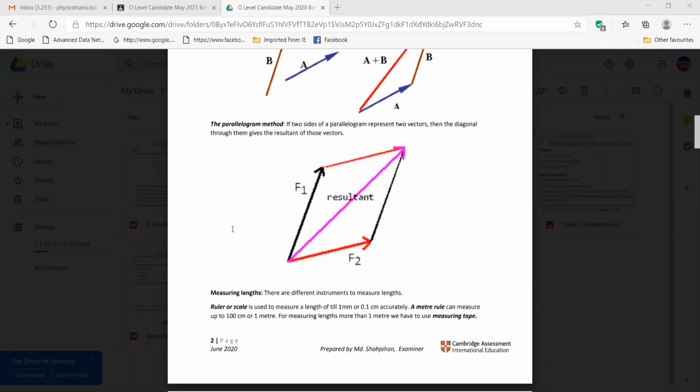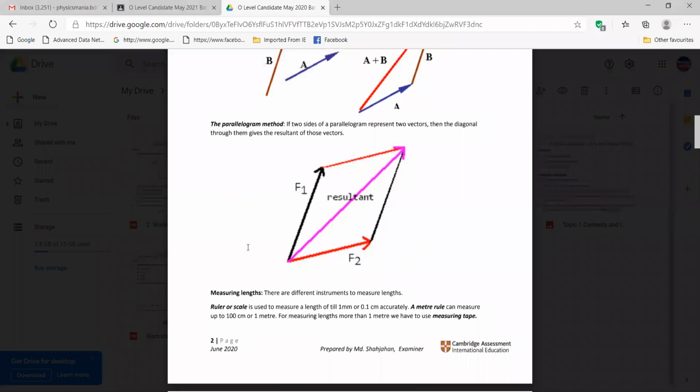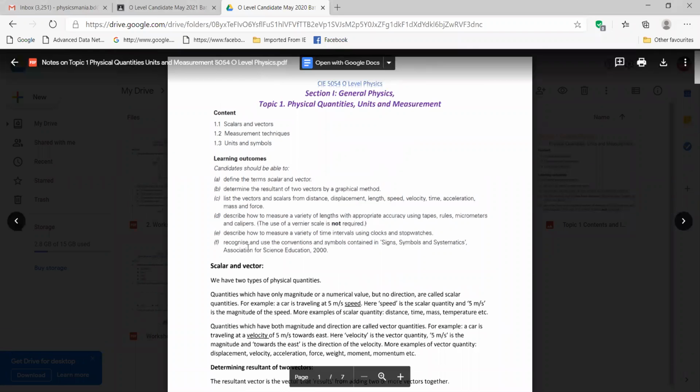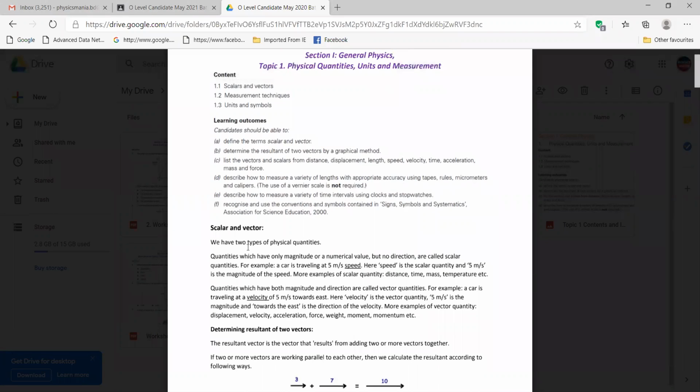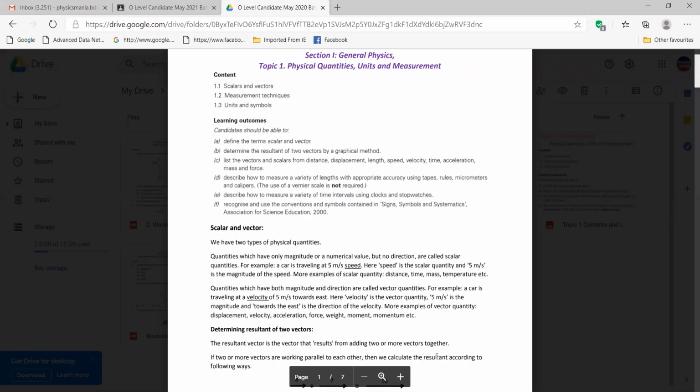Now after this, we have measuring distance, right? Yes, sir. Look, the learning outcomes. D. Can you read? Describe how to measure a variety of lengths with appropriate accuracy using tapes, rules, micrometers, and calipers.